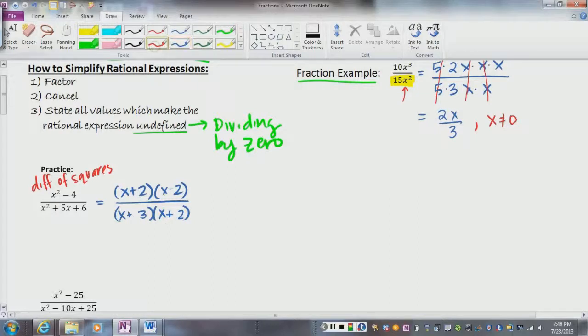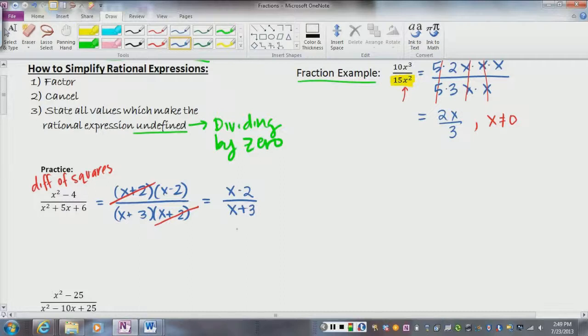Again, we're looking for a factor of 1 that I can reduce this fraction with. Well, here's an x plus 2 in the numerator. I can reduce that with this x plus 2 in the denominator. Then I'm going to gather my leftovers. In the numerator, I have x minus 2. In the denominator, I have x plus 3.